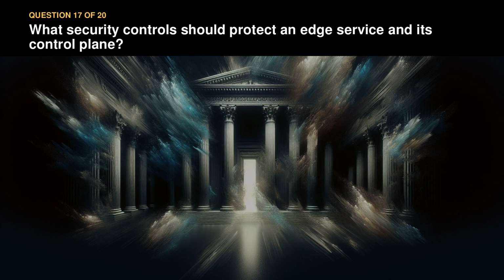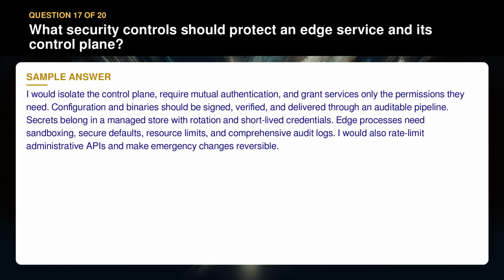Question 17. What security controls should protect an edge service and its control plane? I would isolate the control plane, require mutual authentication, and grant services only the permissions they need. Configuration and binaries should be signed, verified, and delivered through an auditable pipeline. Secrets belong in a managed store with rotation and short-lived credentials. Edge processes need sandboxing, secure defaults, resource limits, and comprehensive audit logs. I would also rate limit administrative APIs and make emergency changes reversible.